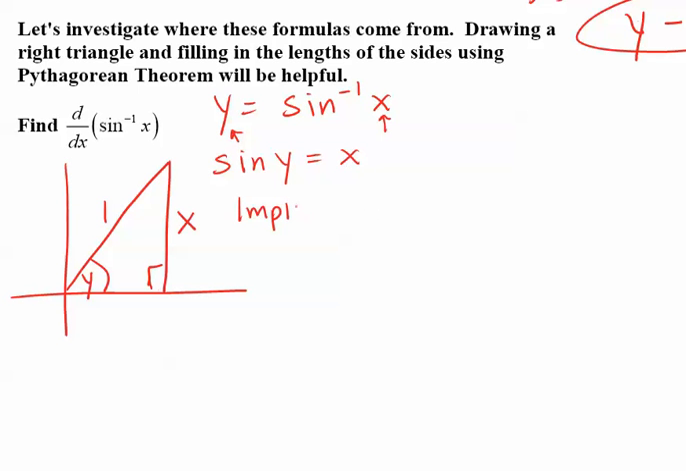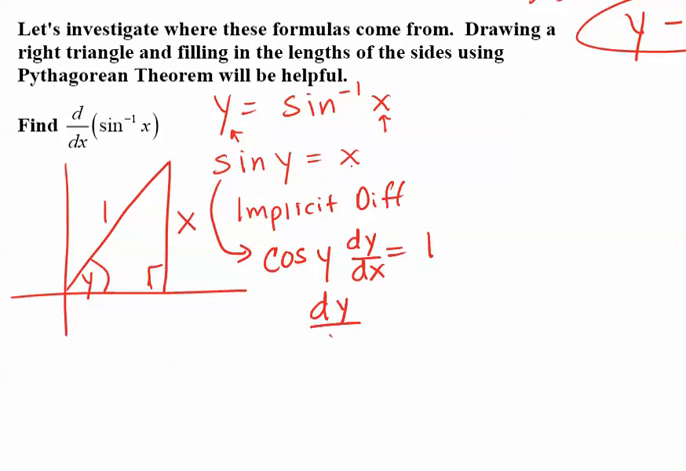So now let's do implicit differentiation. The derivative of sine is cosine of y, and then chain rule on the y is equal to the derivative of x, which is just 1. The chain rule we don't need, of course, that would be a dx dx. So our derivative is 1 over cosine y.